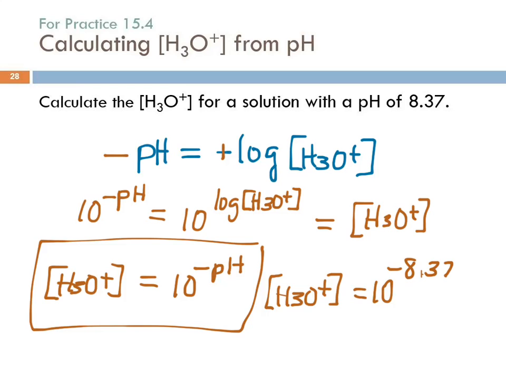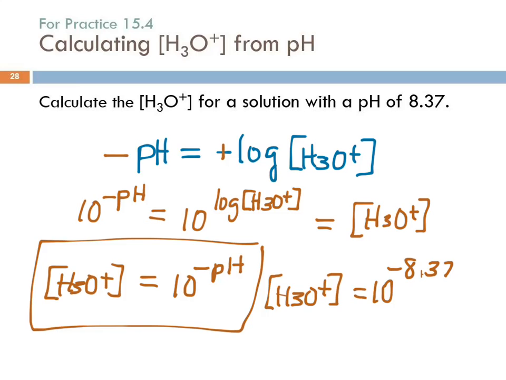Stupid calculator. Sorry, having calculator issues. Minus 8.37. No, that's not right. Good grief. I hate you, calculator. Is it just unfamiliarity? It's unfamiliarity. Okay. I'm used to other things, and I'm trying something new. This is why I don't try new things. There we go.